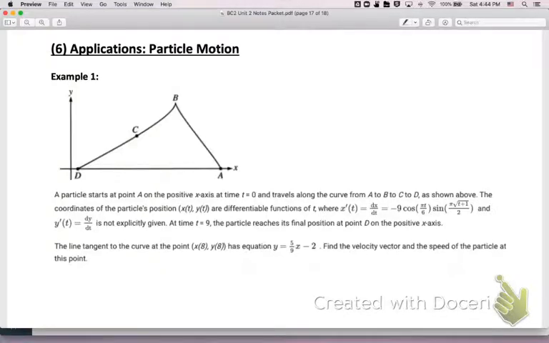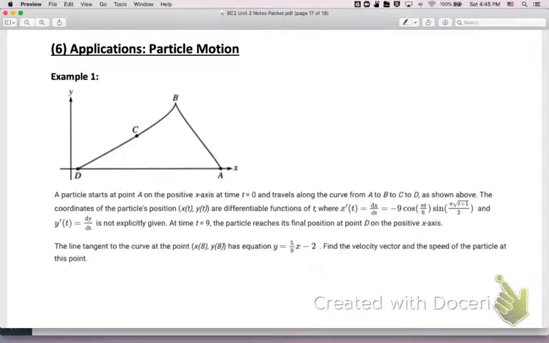The last section in this unit is going to be to look at some particle motion applications, which you've seen before, but we're going to include now the parametric functions, the vector valued functions, a lot of the new stuff that we've seen in this unit. So here is your first example.